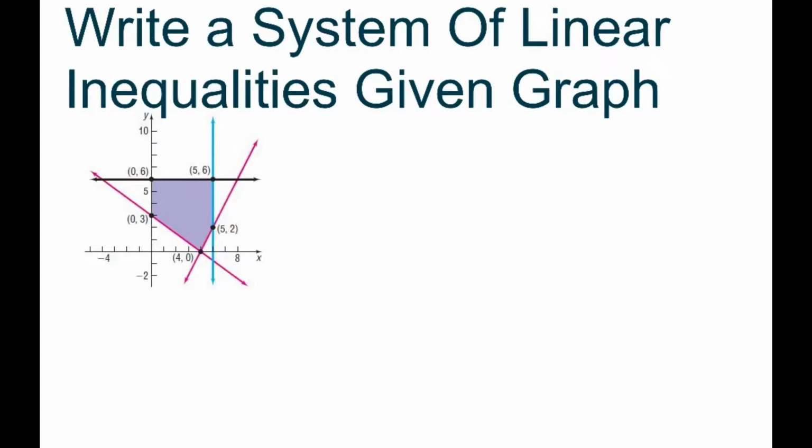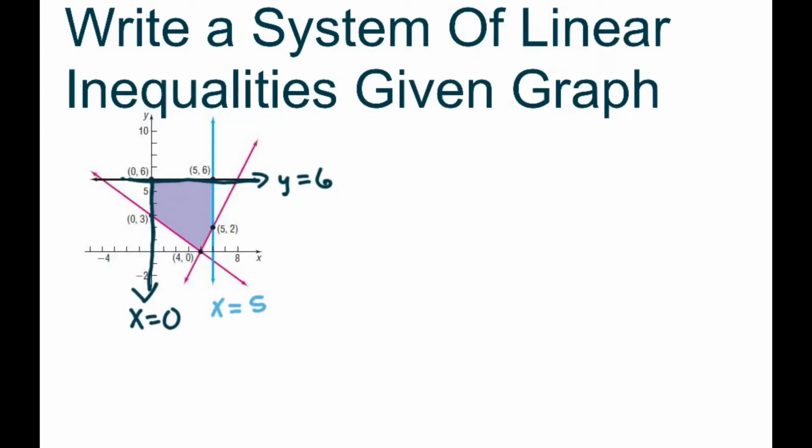Everybody, we're going to write a system of linear inequalities based off this graph. The first thing I want to do is label some of my other lines here. This vertical line here is at x equals 0. This blue line is at x equals 5. And this line right here that they gave you is at y equals 6. So let's look at those.